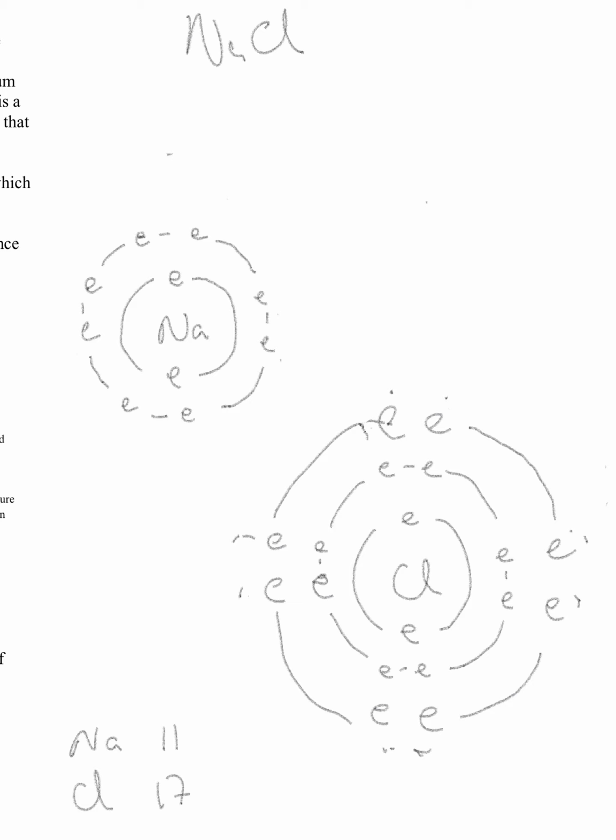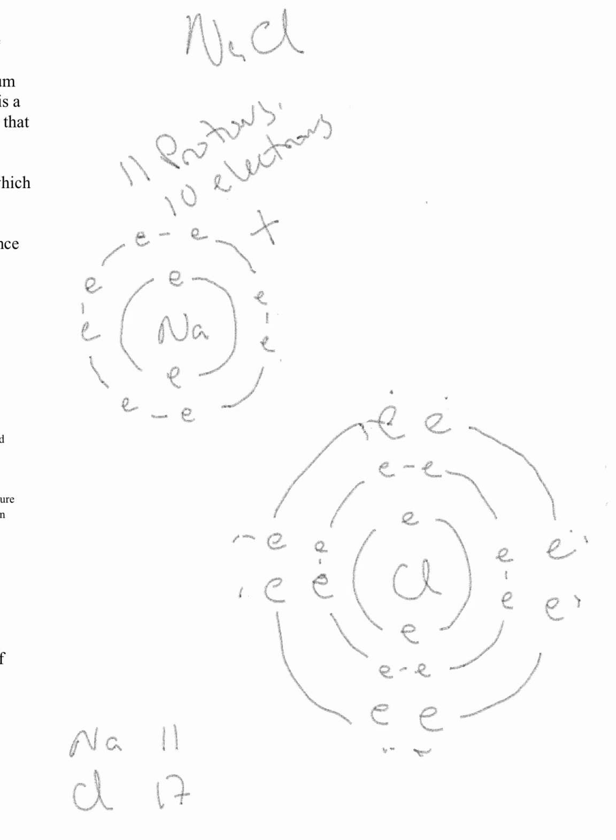But I started out with sodium having 11 electrons. Now I lost one electron. That means that now I have 11 protons and 10 electrons. That means I have one more proton than electron, so this sodium atom is now positive.